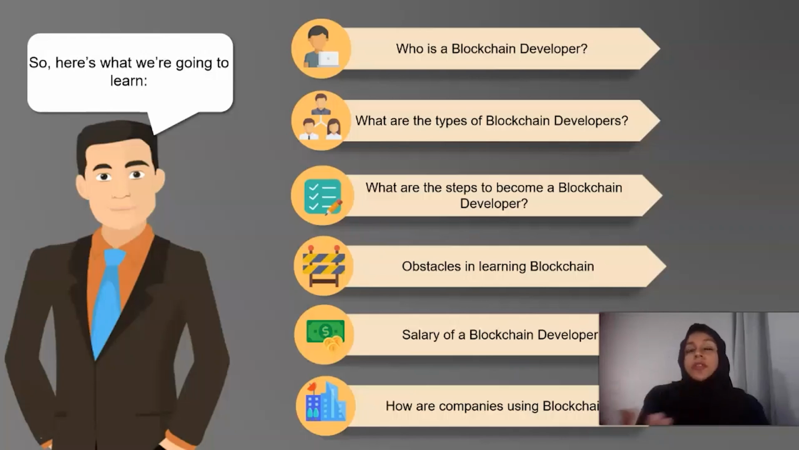Moving forward, we are going to discuss the types of blockchain developers and which side you can focus on. Then we will explore the steps for planning your journey to become a blockchain developer as your career. We will also explore a little bit about the market, the salary range being offered, and the obstacles for someone who wants to learn blockchain development. So this is our whole agenda for today's session.